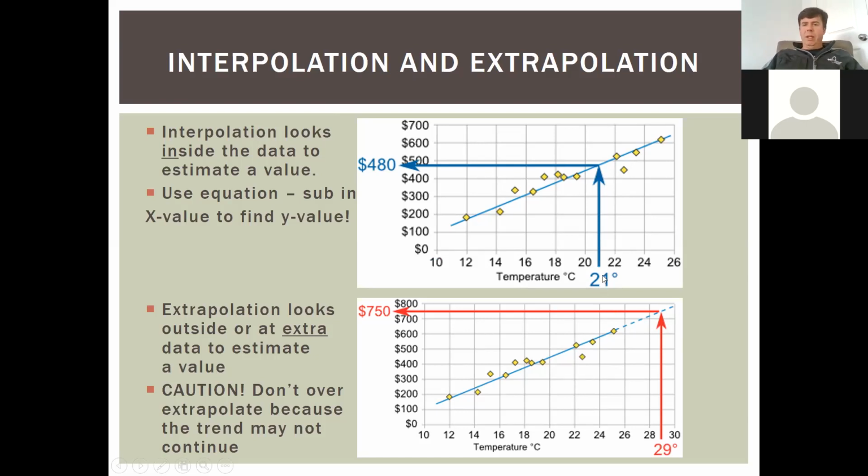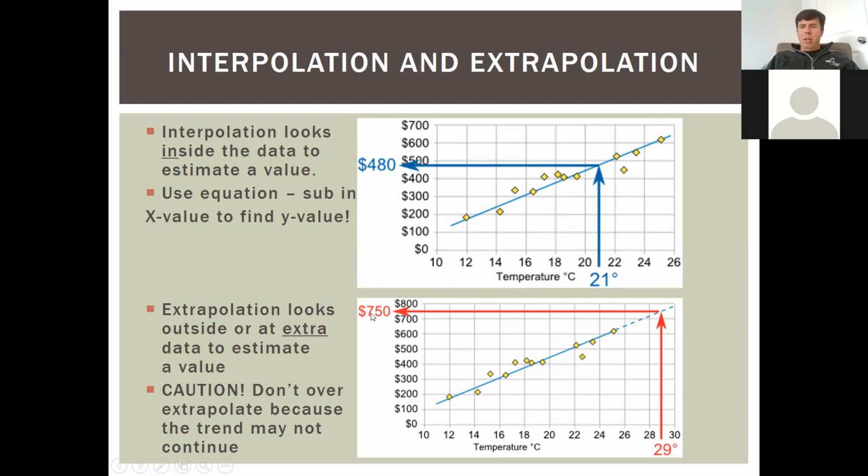For example, if I'm selling ice cream and it's going to be 21 degrees that day, this predicts for me that I will have $480 worth of sales based on the trend of the previous data. Extrapolation is the exact same thing, same equation, but it's a value in the future. So it's a higher value, something that's outside of our data set. So here we have 29 degrees going into the equation. That's the X value. Solve it on your calculator to get a Y value of 750.